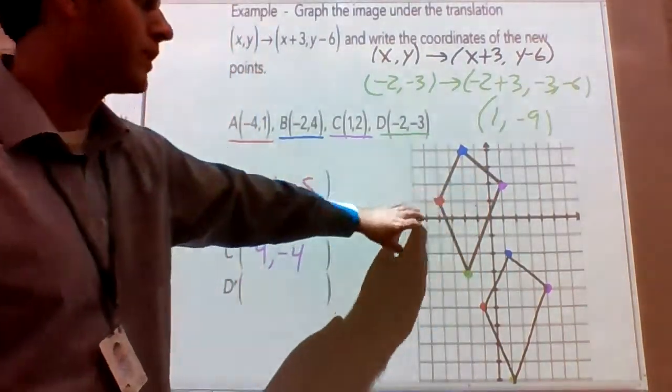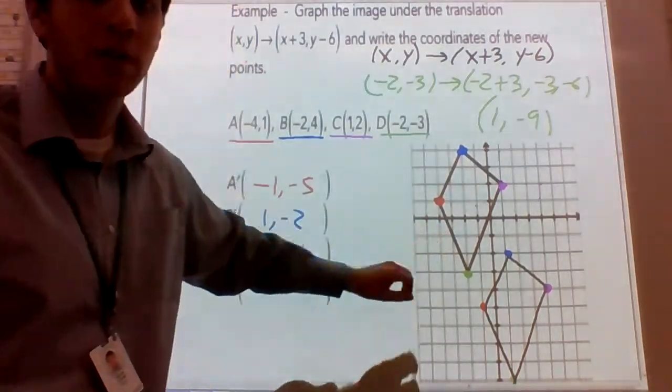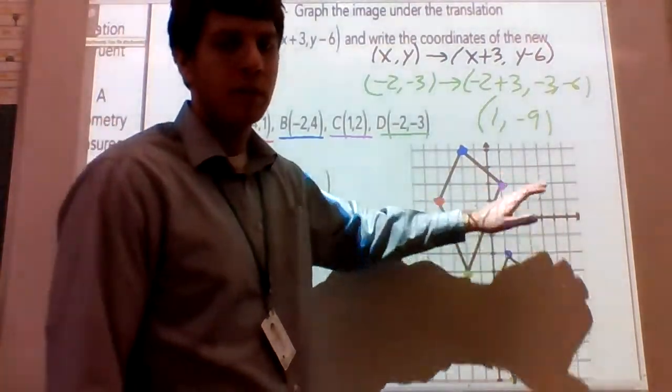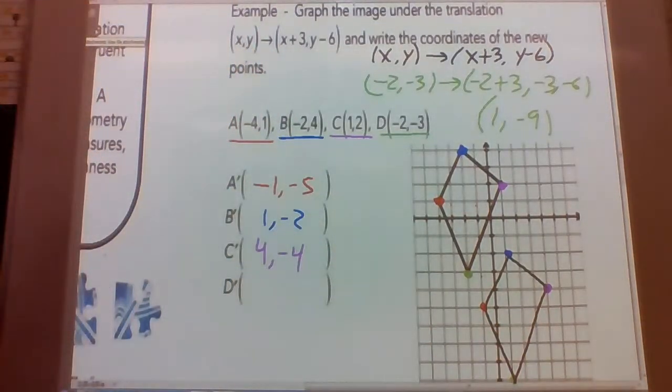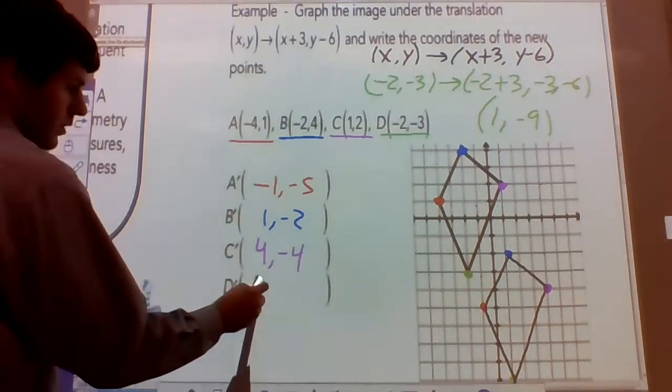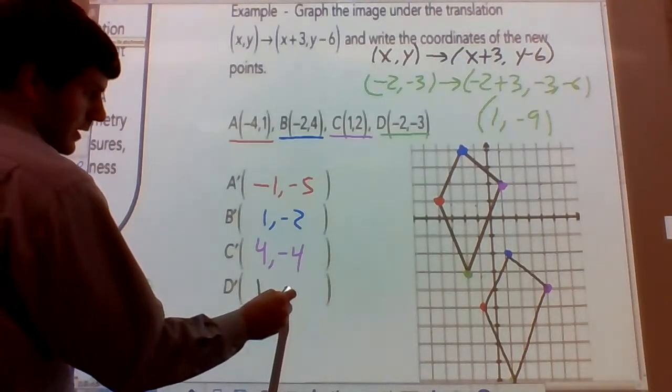But if you took any point on here, any of the infinite amount of points in the quadrilateral, shifted them 3 over, down 6, they're going to lie on our new image. So the last one here was 1, -9.